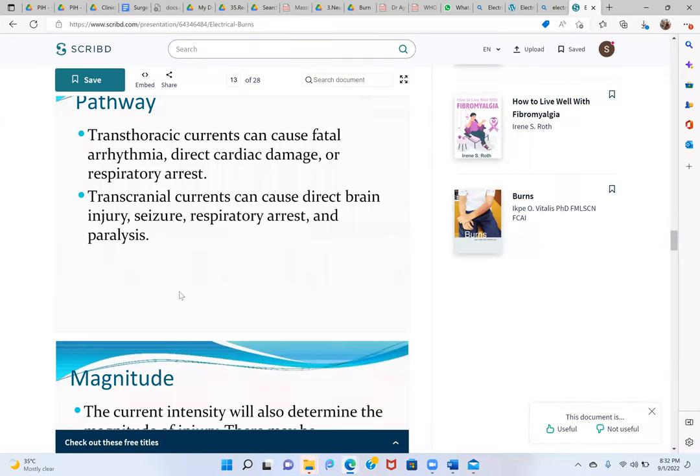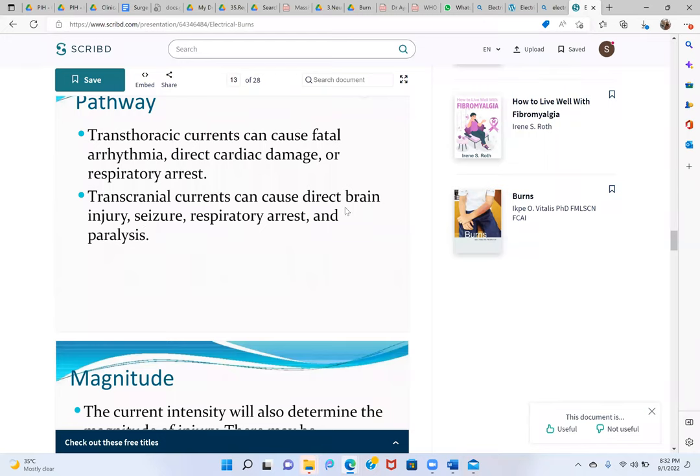I'm just trying to read it out, but remember one thing: there will be one entry point, there will be one exit point, and according to the current and the situation, the damage will occur. The result ranges from local tissue or muscle damage, or rhabdomyolysis, to arrhythmias or pulmonary damage. Okay.